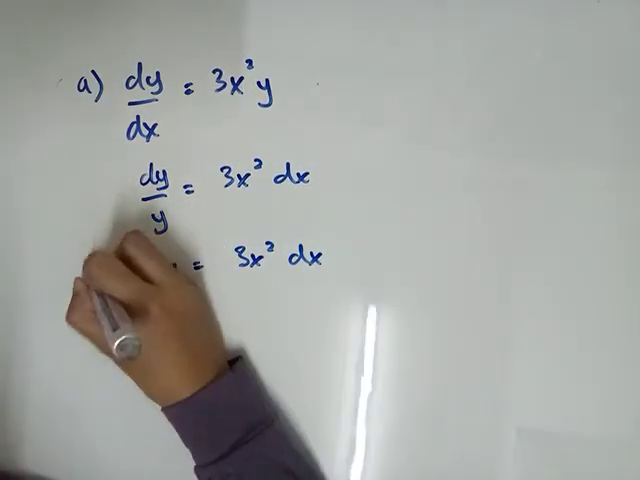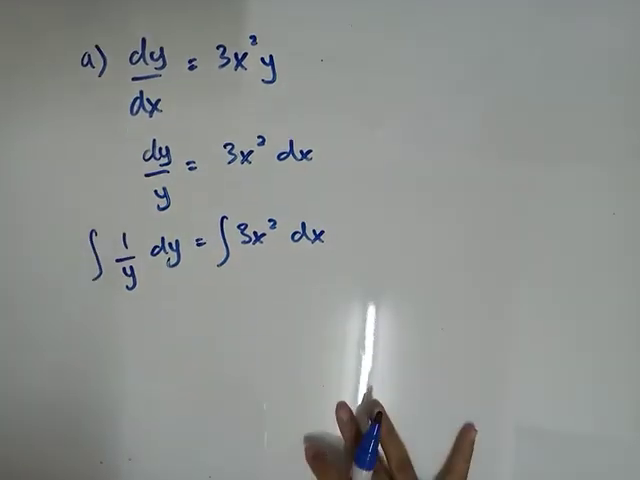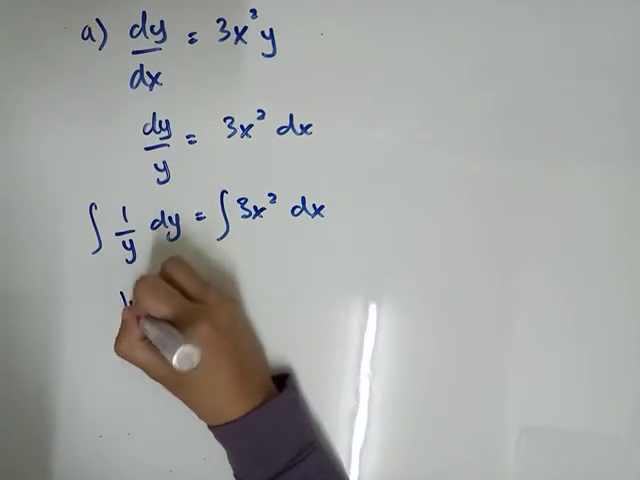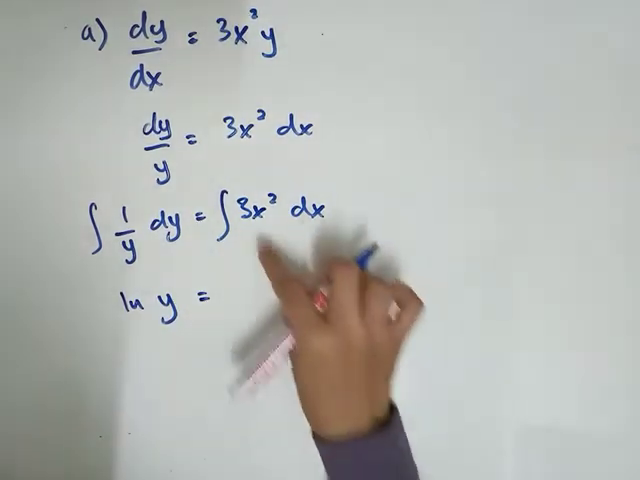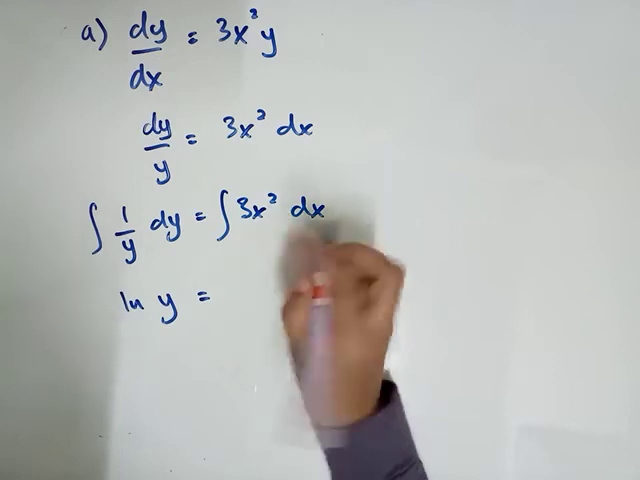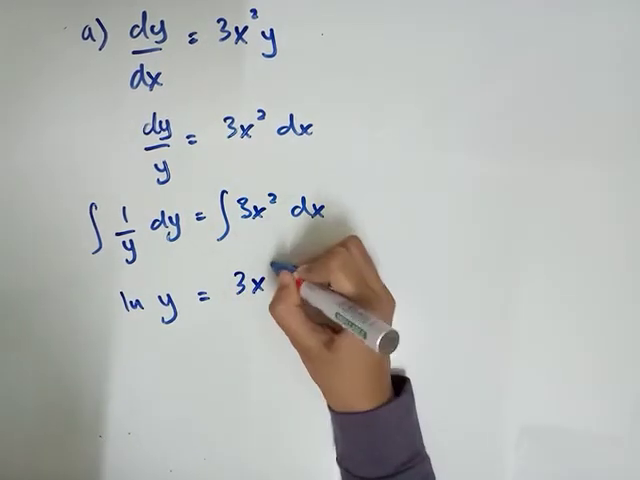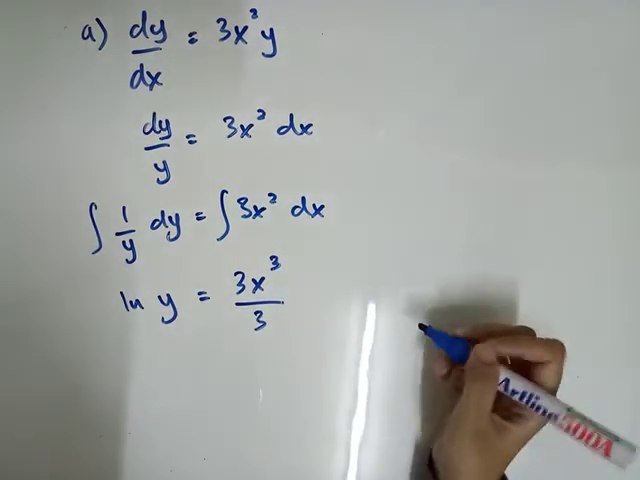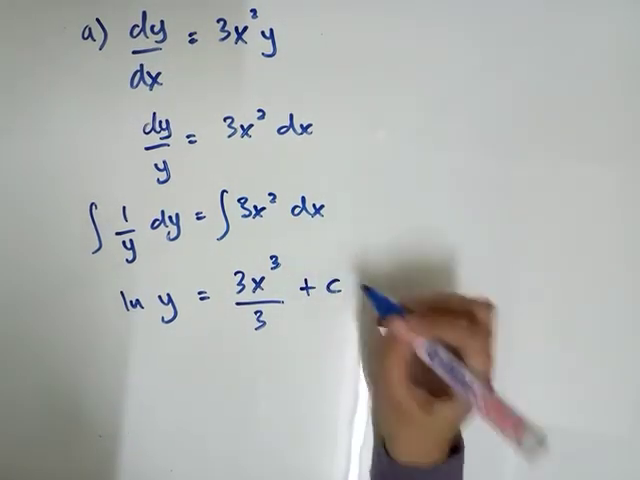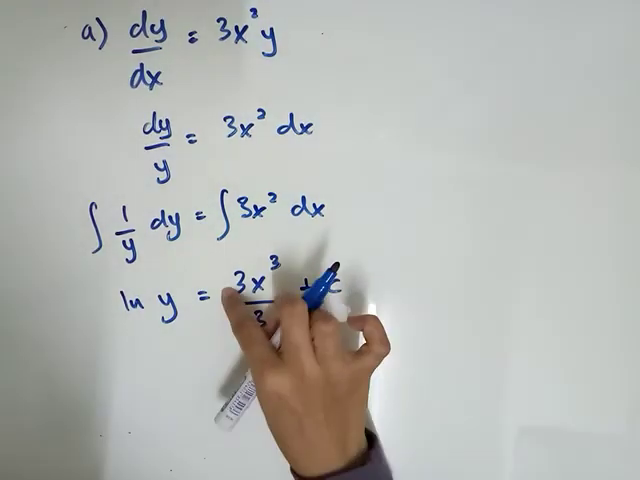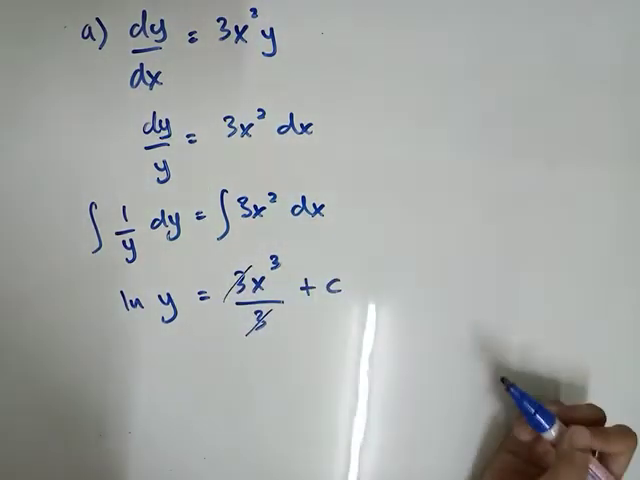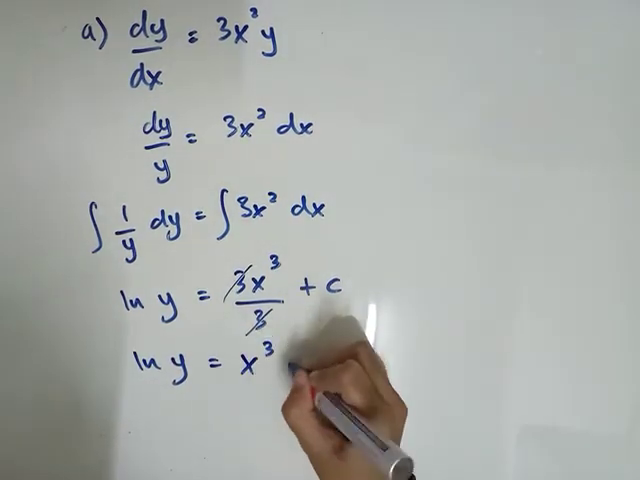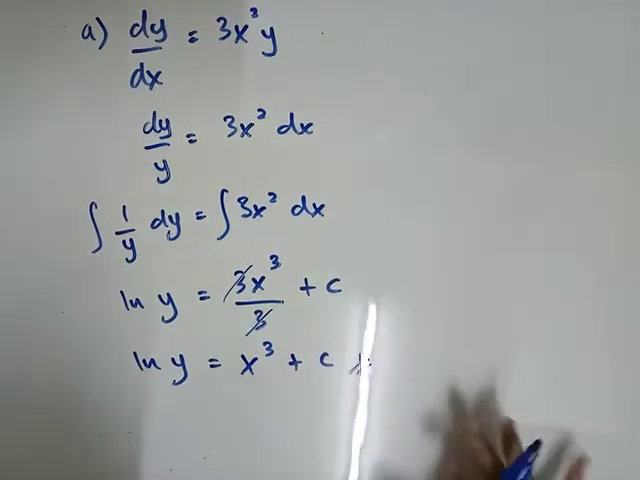Then, you can integrate both sides. Integrate 1 over y, it is ln y. And integrate 3x square, it is 3x power 3 divided by 3, and then plus c. So 3 with this 3 we can cancel out. So the last answer would be ln y equals x cubed plus c. This is the answer.